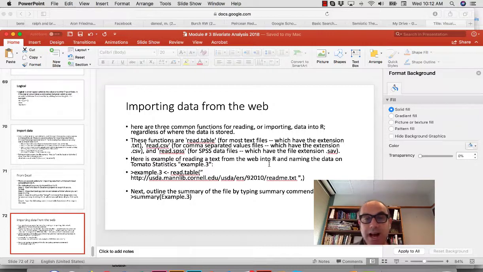So I will provide you more information. I will provide you more directions with regard to that. I will provide you with an RStudio PDF that will show you how to do that in RStudio.